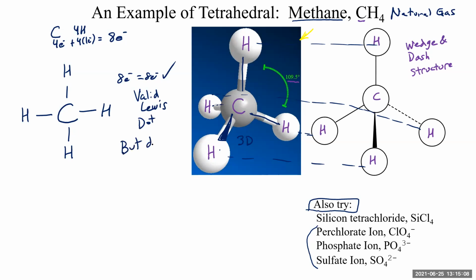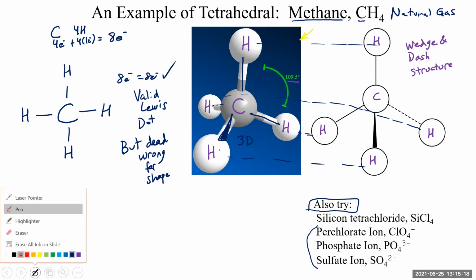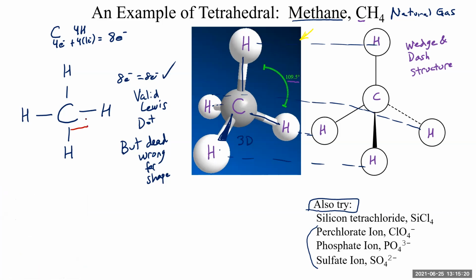But dead wrong for shape. Why? Because this shape is supposed to have 109.5 degree bond angles. Instead, this shape has 90-degree bond angles. None of the shapes we are going to cover in this class have 90-degree bond angles. So that is wrong for the shape. Perfectly valid Lewis dot structure, terrible shape.